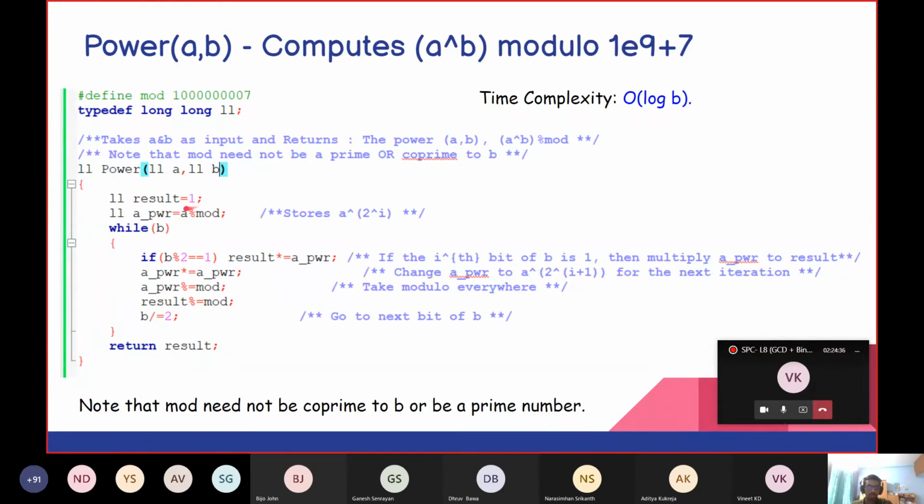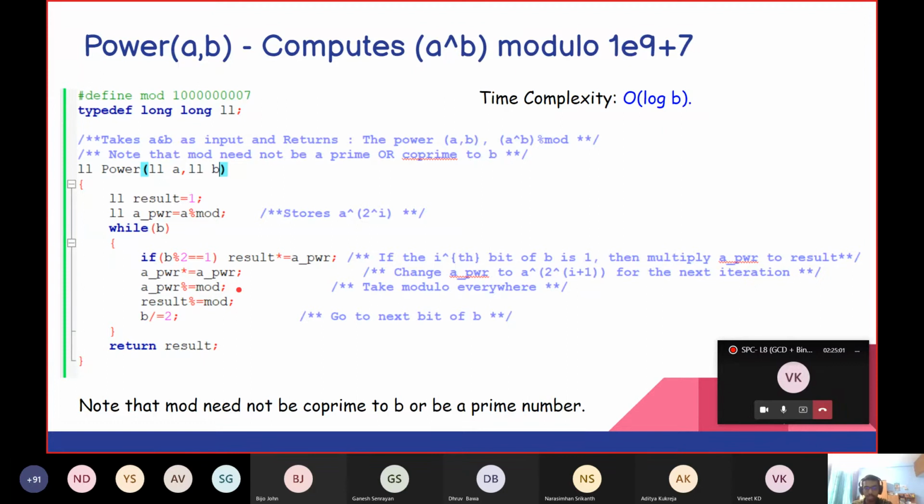Now, initially let's say my a was 10 power 9. Initial result was 1, result will become 10 power 9 with this move, and a power will become 10 power 9 whole squared, which will be 10 power 18. Now 10 power 18 is more than mod. So I will reduce a to something less than mod. I will take a power percentage equal to mod. Basically, I'm exploiting that property 3 to the maximum.